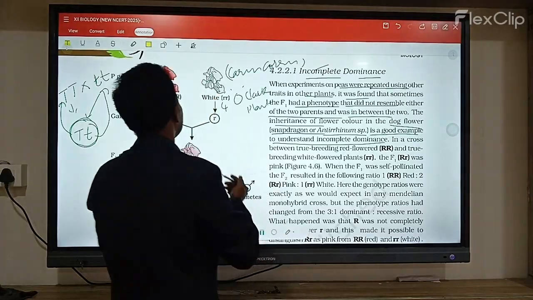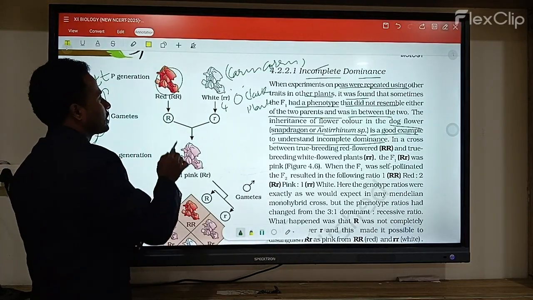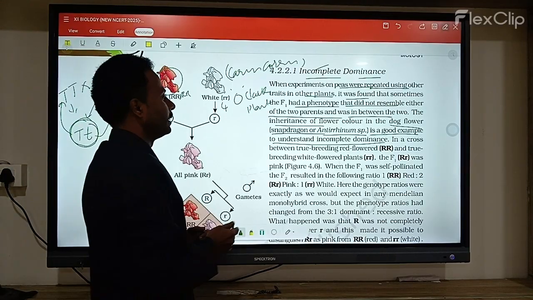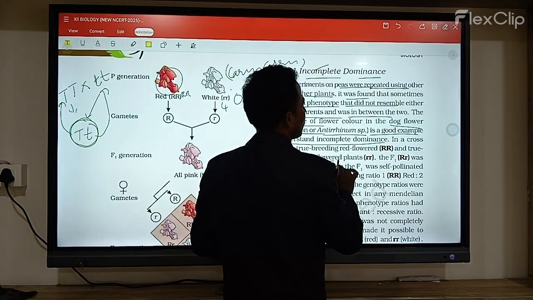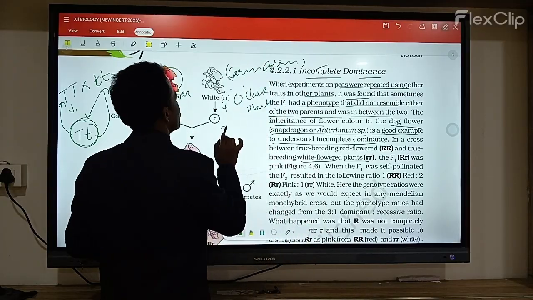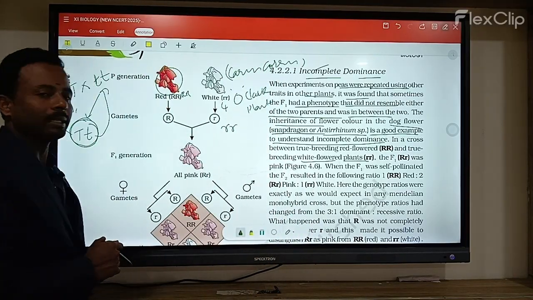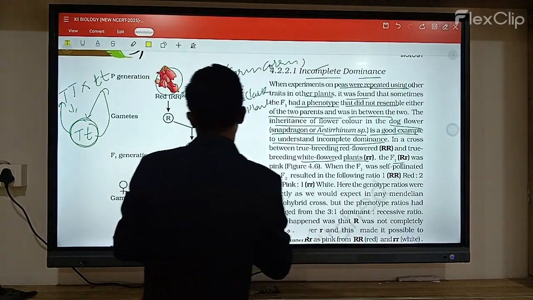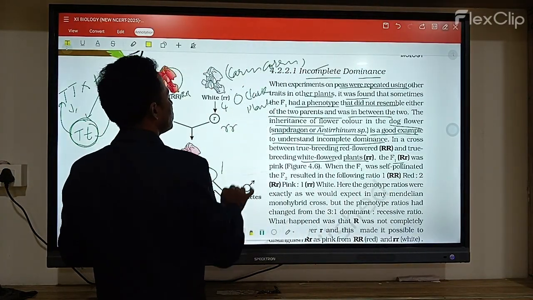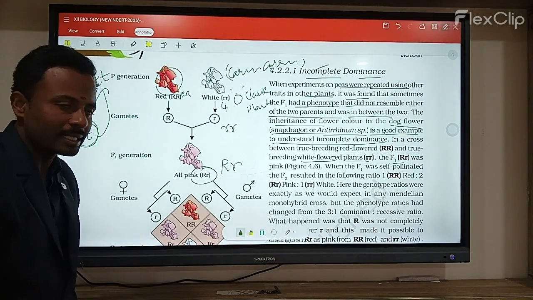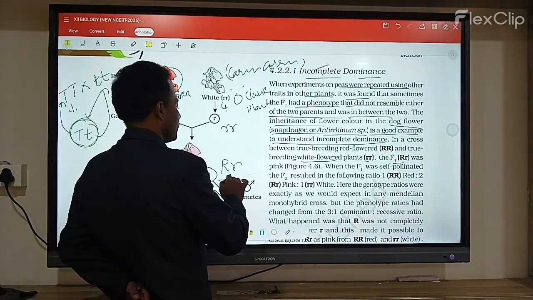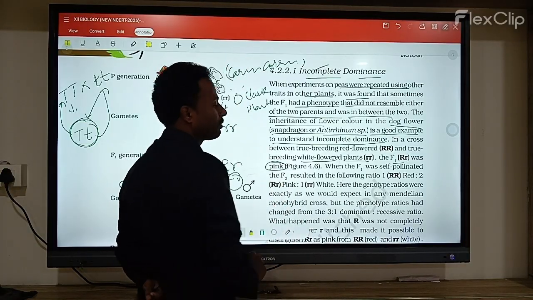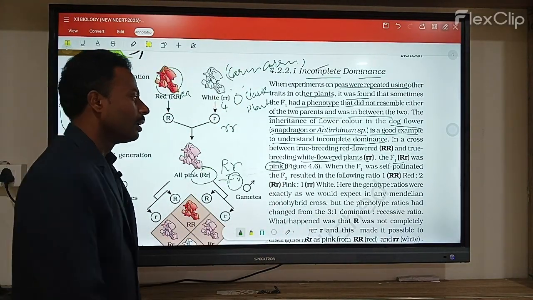See what is given here. One is the dominant character, red, capital R, capital R, and the true breeding white flowers are small r, small r. In the F1 generation we get capital R, small r. This is the F1 progeny. In the F1 generation, pink flowers are noticed.